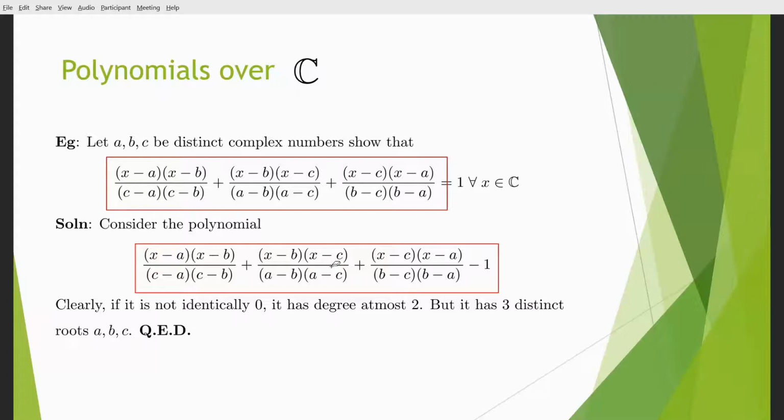But what degree can you get out of this polynomial? By multiplying x minus a and x minus b and then x minus b and x minus c, you can get degree at most 2. I mean, there might be cancellations later on because there might be some plus or minus and they might get cancelled. But the degree can be at most 2. You might get degree either 0 or 1 or 2, right?